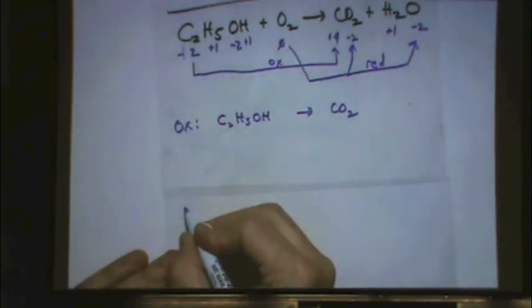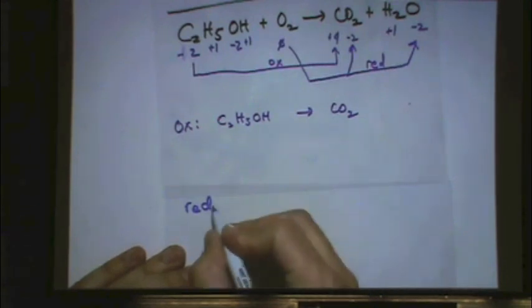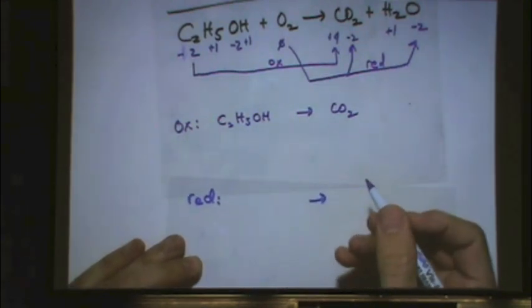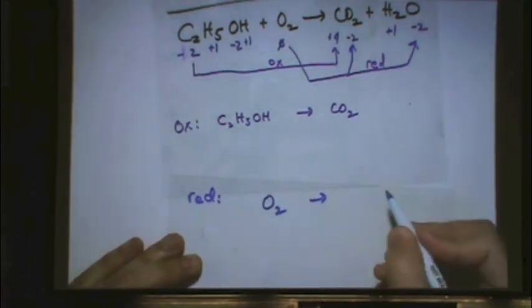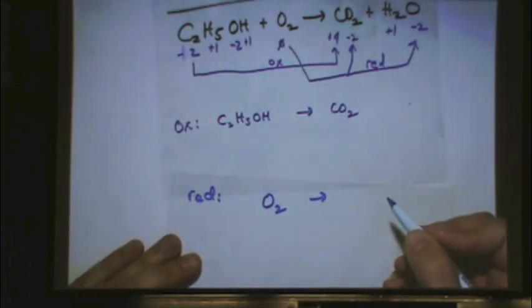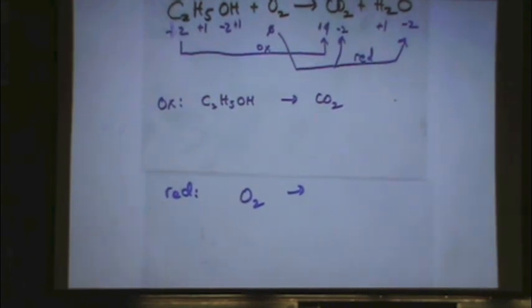And let's change colors for the reduction. What do I write in the reactants of the reduction? Oxygen. What do I write in the products? I'm not going to write anything, that's it. Any questions on either of these before I go on? Because this is the key part. Should I explain either of these?